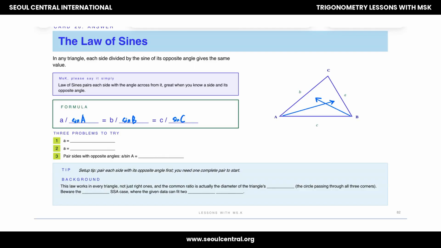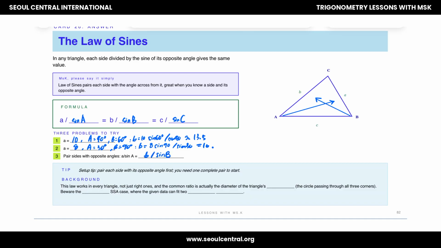3 problems to try. Number 1. We are given small a equals 10, big A equals 40, and big B equals 60. This means that small b equals 10 times sine of 60 over sine of 40. The answer is 13.5. Number 2. We are given small a equals 8, big A equals 30, and big B equals 90. We can find small b by doing 8 times sine of 90 over sine of 30, and we get 16.